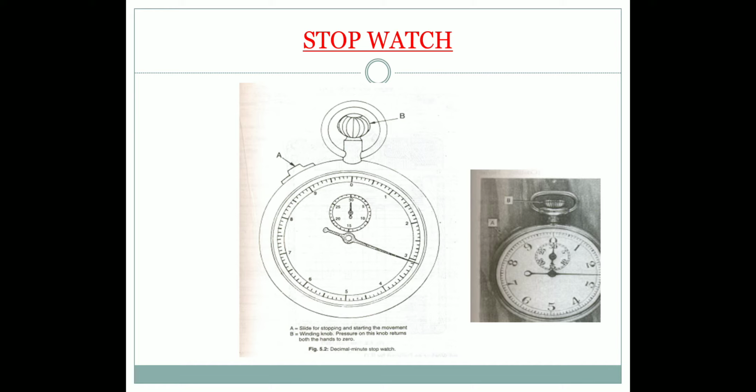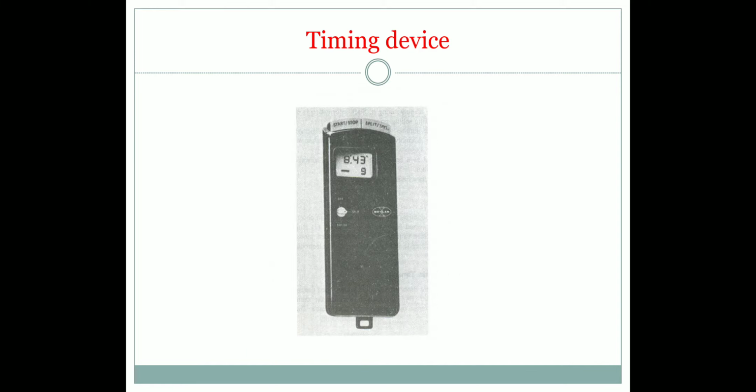A represents the slide for stopping and starting the movement. B returns both hands to 0; that is, we reset the time. This is related to the stopwatch. Next is a digital stopwatch. This is an example of a digital stopwatch.